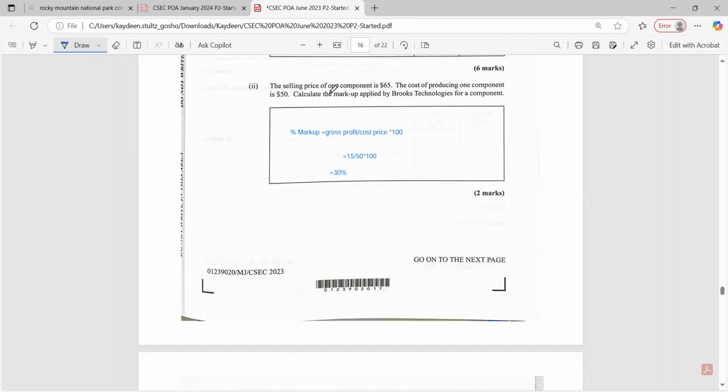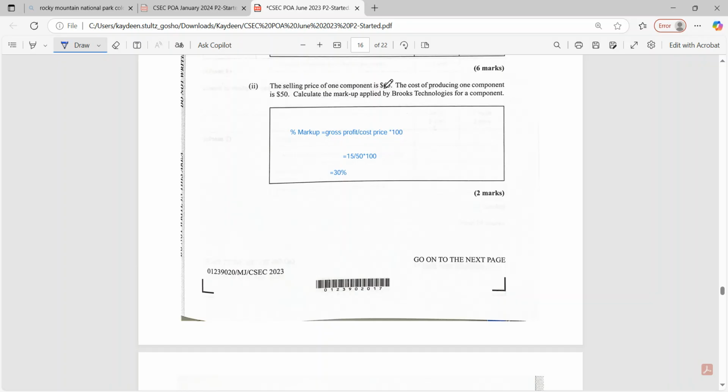Then it says two, the selling price of one component is $65. The cost of producing one component is $50. We should calculate the markup applied by Brooks Technologies for a component. Now, markup percentage is equal to gross profit divided by cost price multiplied by 100.